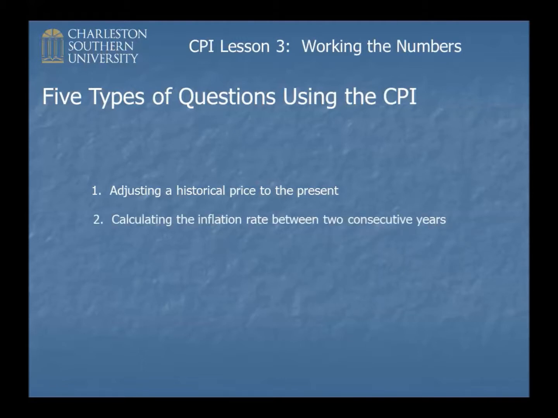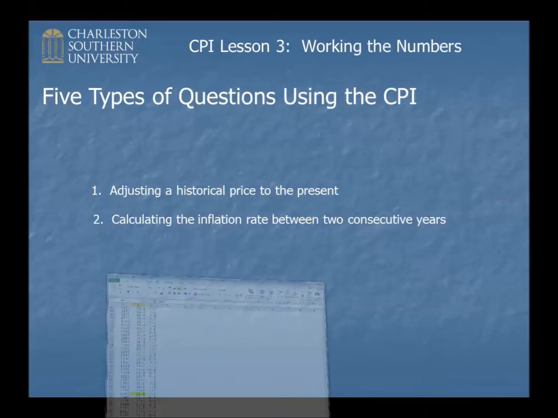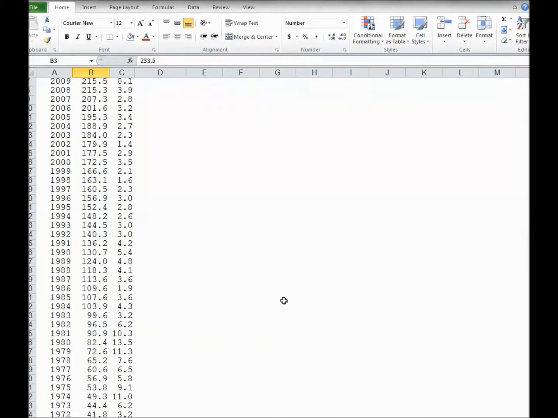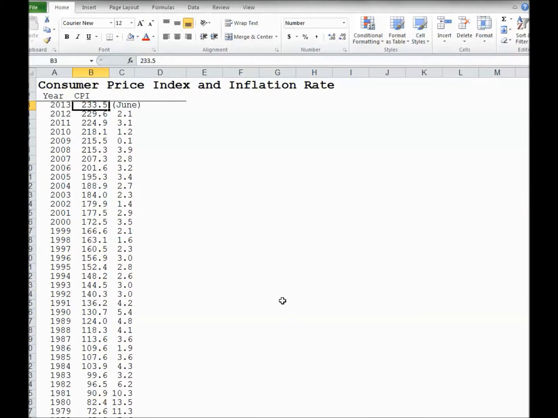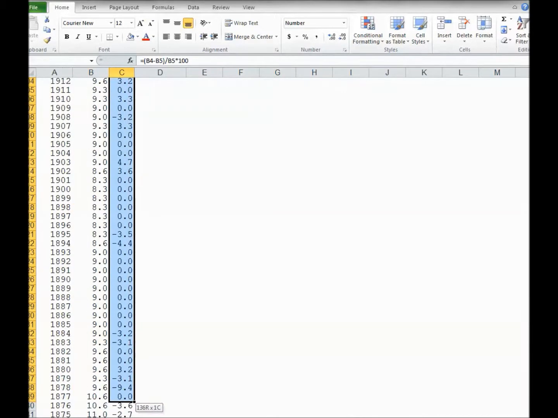Okay, the second kind of problem that you might need to do is to calculate the inflation rate between 2 consecutive years. So here's how you do that. All you do is calculate the percentage change in the Consumer Price Index from one year to the next. I see I've already done it here. Let me get that out.